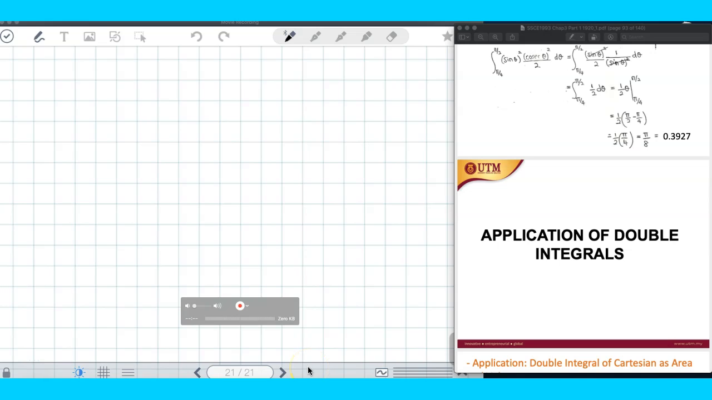Okay, so next we want to know what is the application of the double integral that we have learned before this. So you can see when we should apply the double integral in a real life problem.